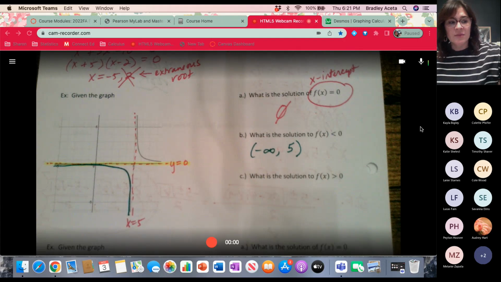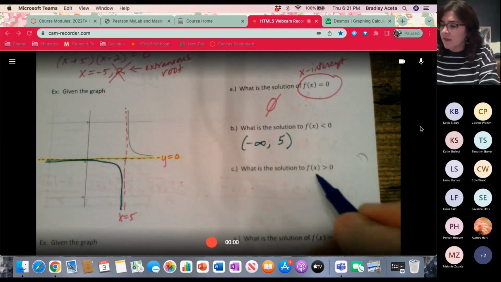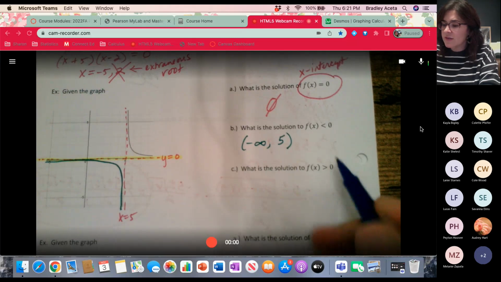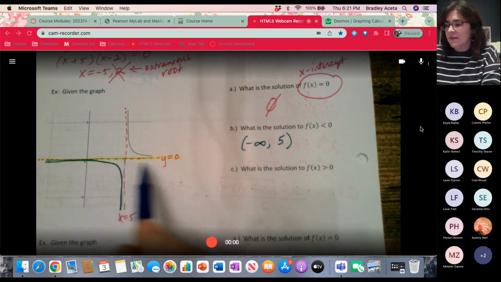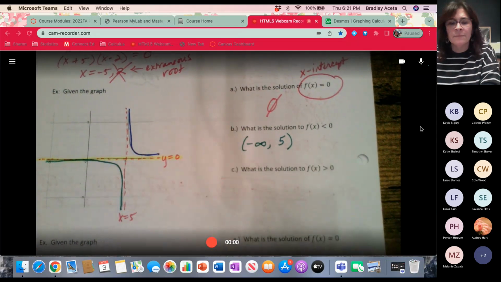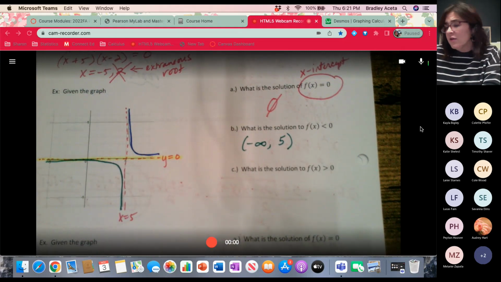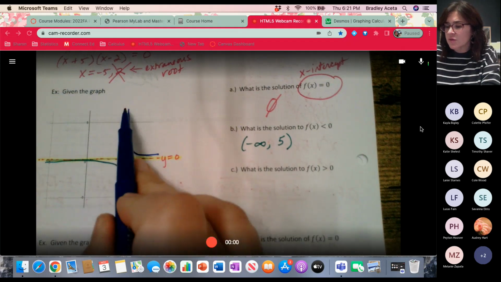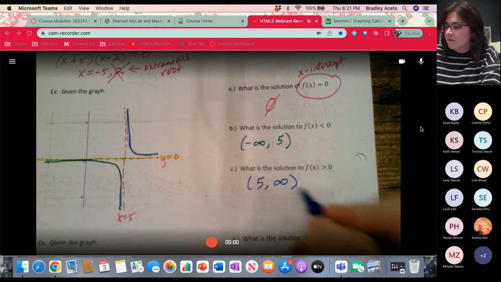Well, and then the opposite way of thinking. What's the solution to f of x greater than 0? Where's the picture greater than this axis right here? And that's this hook right there. Those are all the solutions to the graph that are greater than 0. And again, you just write it in interval notation, which would be from 5 to infinity.